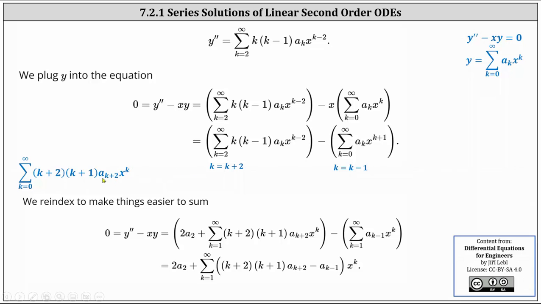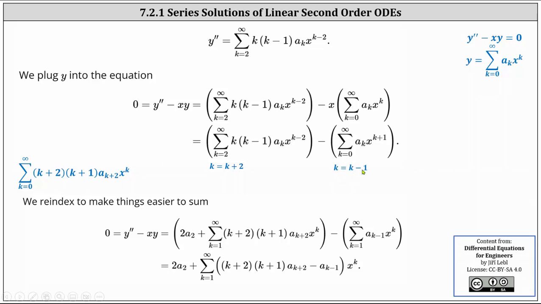Now from here though, if we find the first term when k equals 0, we have 2 times 1 times a sub 2 times x to the 0, which gives us the constant 2 times a sub 2. So now we write this power series as 2a sub 2 plus the sum from k equals 1 to infinity of k plus 2 times k plus 1 times a sub k plus 2 times x to the power of k. And now because this sum starts at k equals 1, we need to reindex the power series for y shown above, so the lower limit is k equals 1, not k equals 0.